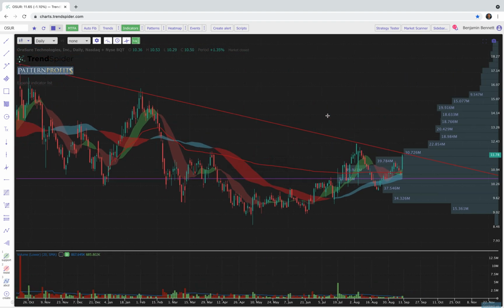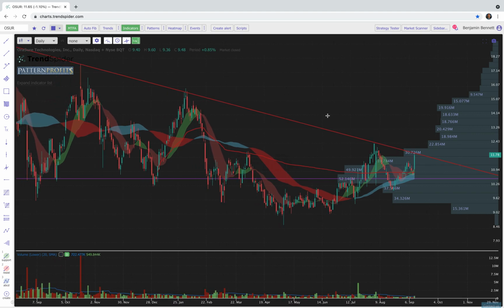I also mentioned the 10/20 cloud has acted like support in the past. That's this green as you see here. Price tends to respect this on the rise on the way up, and that's what I'm referring to when I say 10/20 cloud acting as prior support and a history of acting as prior support.